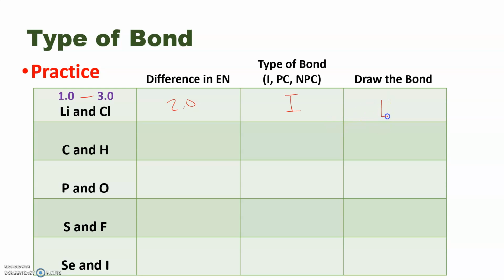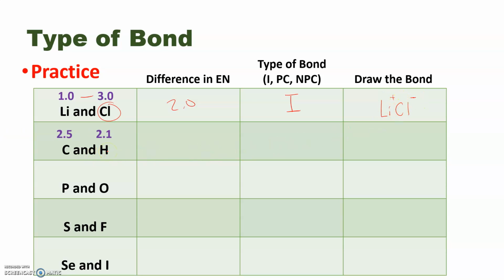Now to draw it, I draw the elements LiCl. I do not put a dash between them, but I do have to put charges. The negative always goes with the more electronegative. So think negative, more electronegative. And then the positive goes with the less electronegative. So I'm done. No dash. I got my charges, my plus and minus, I'm good.